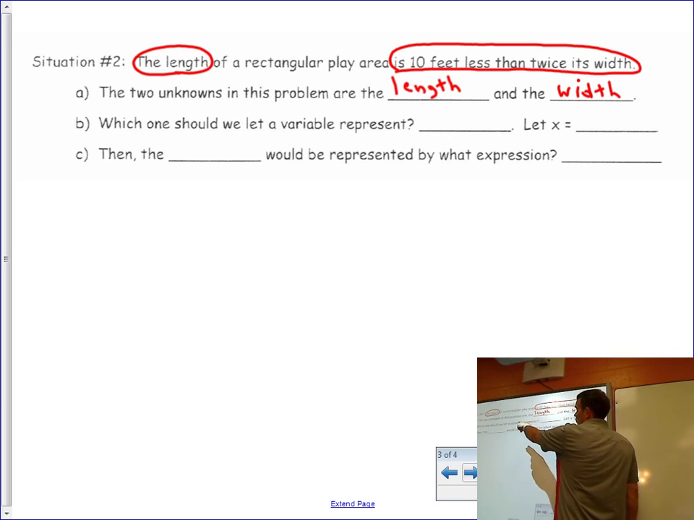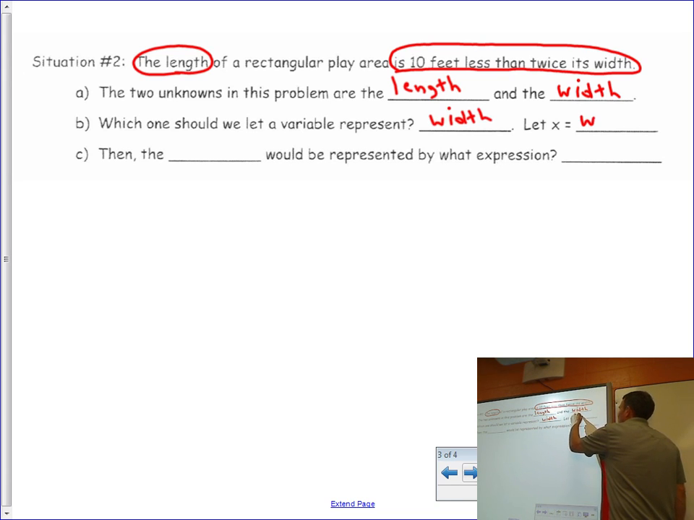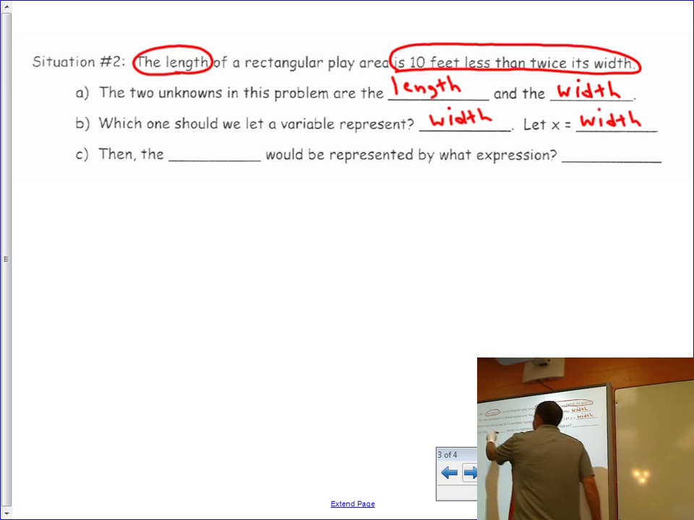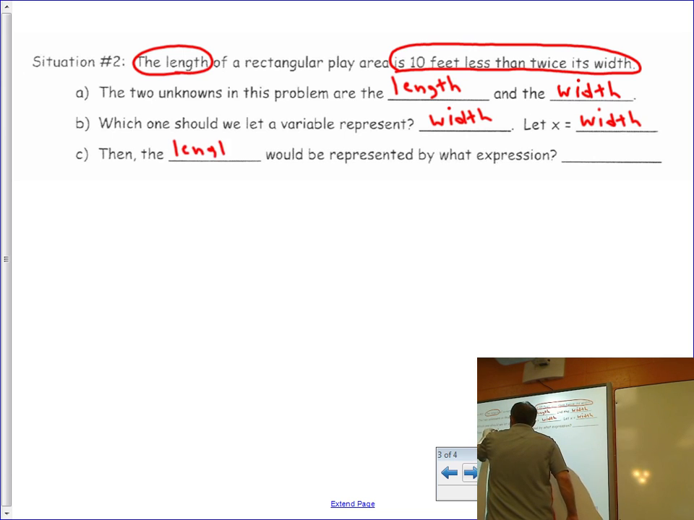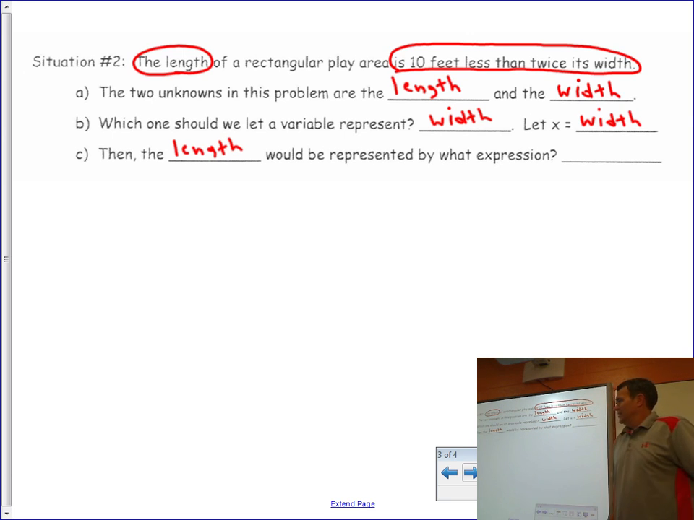So which one should we let a variable represent? I'm going to make that the width. Let x equal the width. So then how would I calculate the length? Well, the length would be an expression which shows how it compares to the width. And it told me in the problem how it compares. 10 feet less than twice the width.